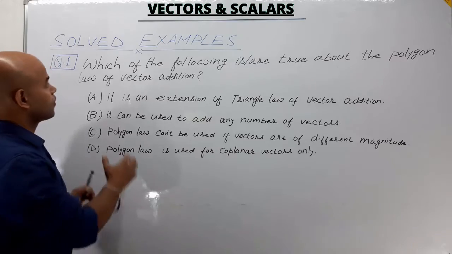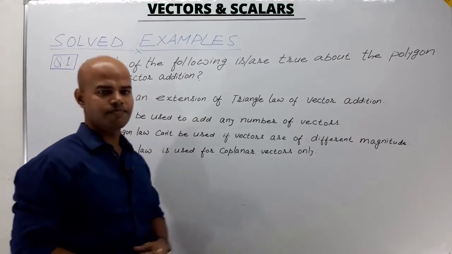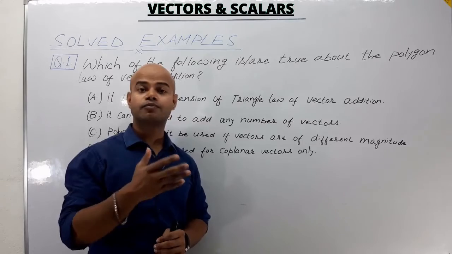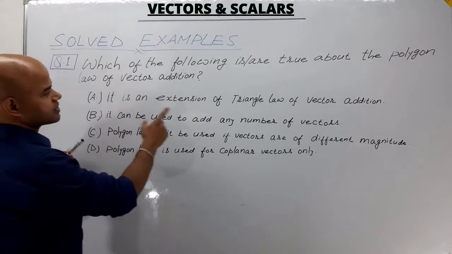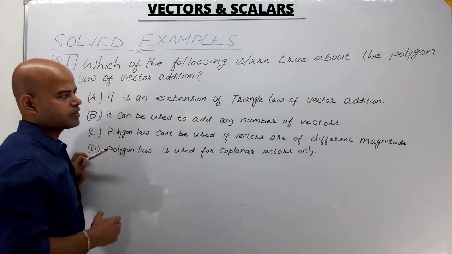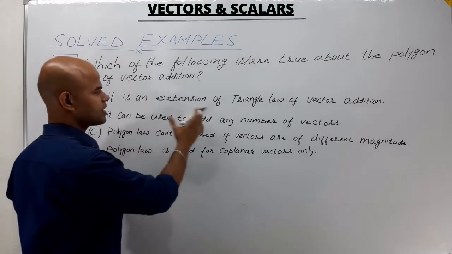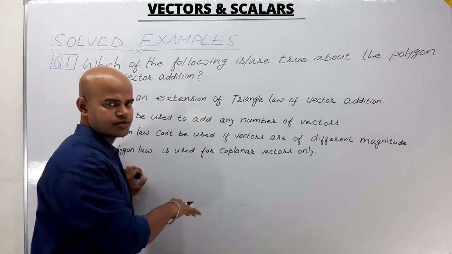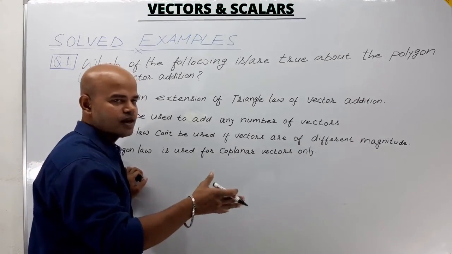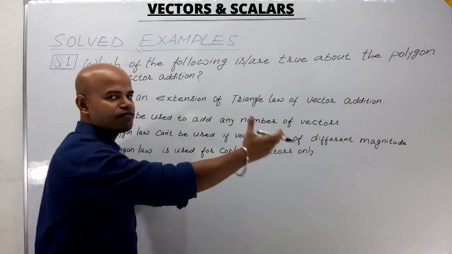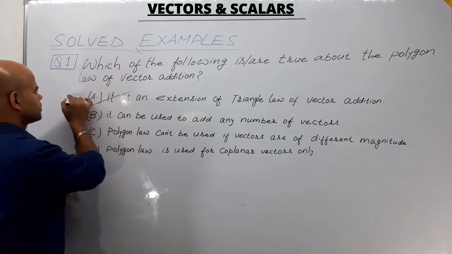Okay, so the question is, which of the following is or are true about the Polygon law of vector addition? So we have written 4 statements about the Polygon law of vector addition. We have to see which of these statements is or are true, right? So let's check it. It is an extension of triangle law of vector addition. We saw that we used triangle law of vector addition to prove this Polygon law of vector addition. We saw in the discussion that we use triangle law of vector addition for 2 vectors in steps, and we went on doing that repeatedly and we finally got the Polygon law. So Polygon law is nothing but simply an extension of triangle law of vector addition. So this is true.